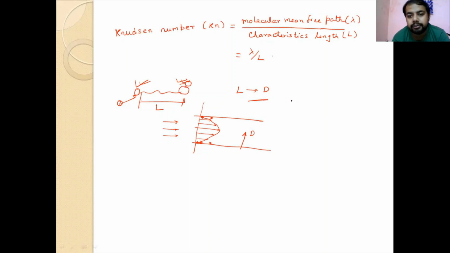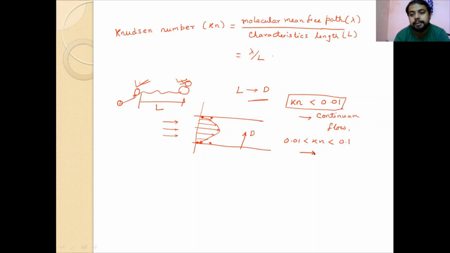Now, what does this Knudsen number tell us? If the Knudsen number is less than 0.01, then we can say the fluid system is a continuum flow. If it is greater than 0.01 up to 0.1, then slipping starts. This kind of flow is known as slip flow.